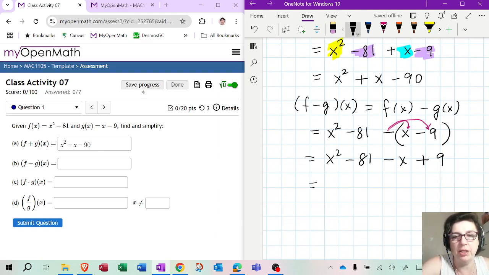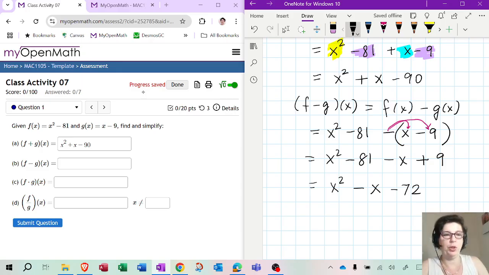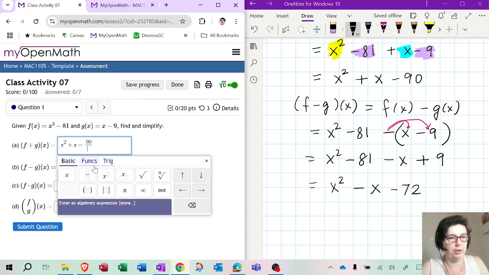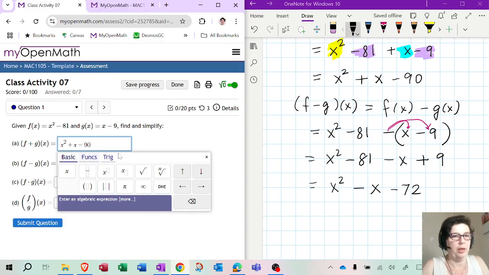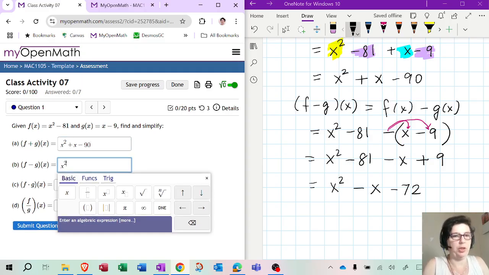And just like with addition, there is no x squared term other than x squared. There is no term like x, so we just subtract x. But here we want to go from negative 81 and add 9 to that. So that would be negative 72. Of course, you can check that by a calculator. So, oops. Let's go to this blank. So it's x squared minus x minus 72.